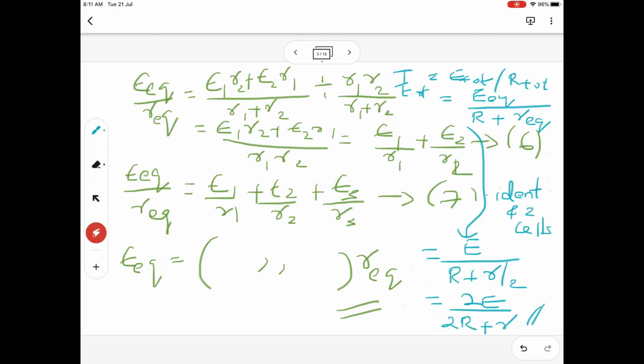First we will write for two cells, so R plus r by 2, giving 2E by 2R plus r. That's the equation for two identical cells. So the equation of I total will be 2E divided by 2R plus small r. Small r means resistance of each cell, E means EMF of each cell, and capital R is the resistance which is externally connected. Now, what about n identical cells in parallel? The only difference is that instead of 2 as a number, n will come.